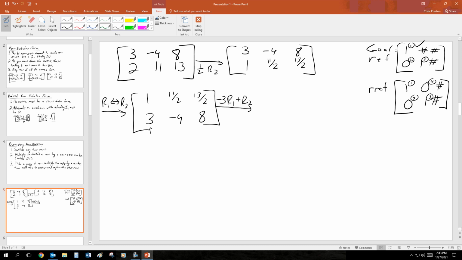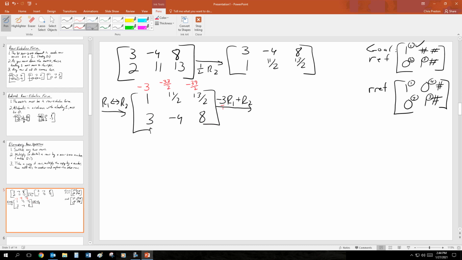So let's think about what that copy would look like. That copy times -3 would be -3. And this is -3 over 1, right? So when you multiply a fraction, top times top, so -33 halves, -39 halves. And I'm going to add that copy, that red set of numbers, to the bottom row.